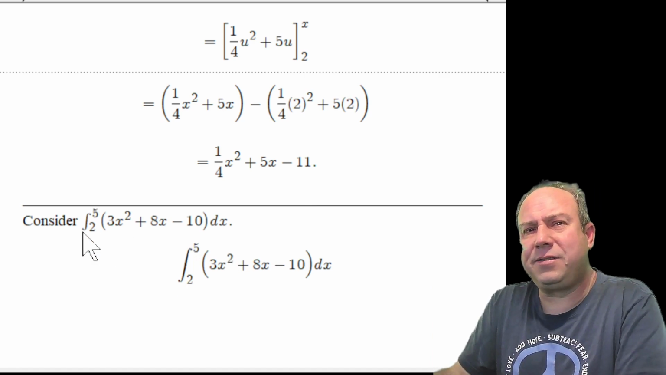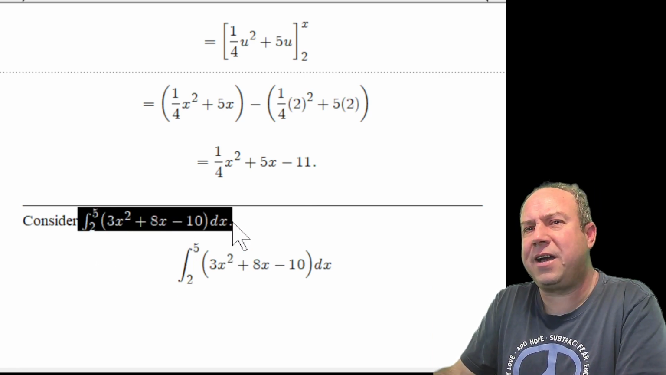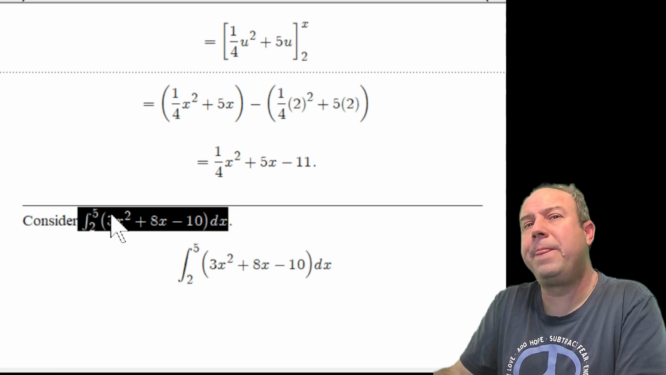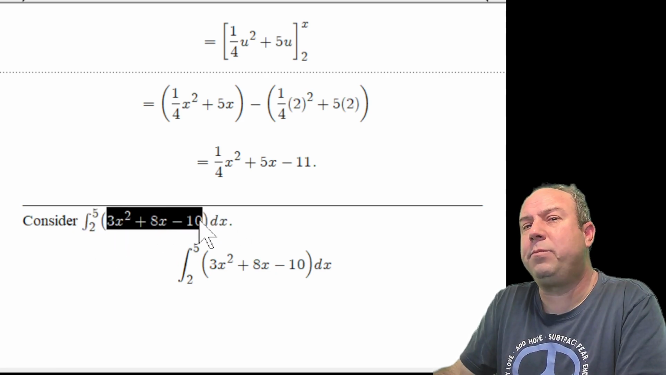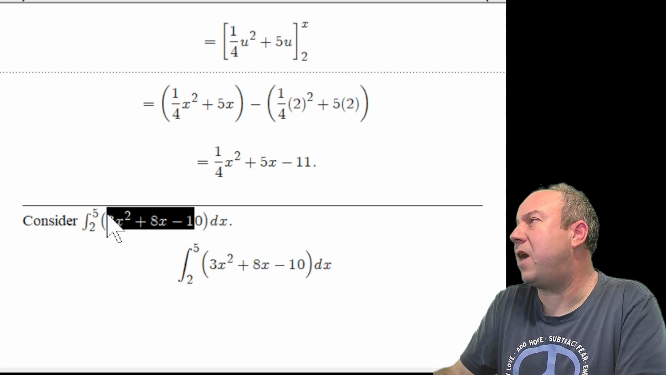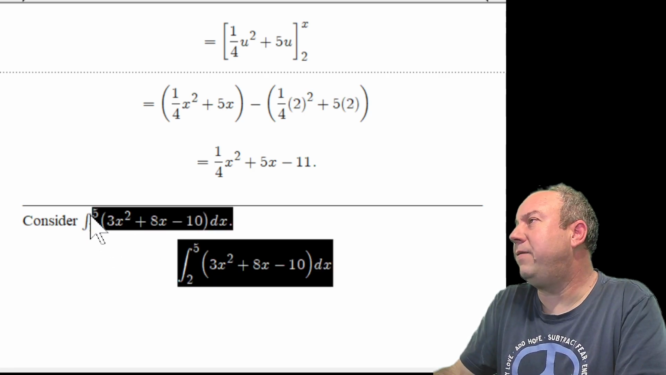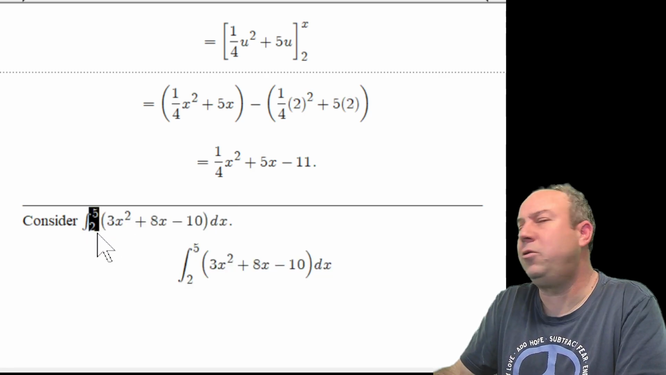But I'll say here, consider evaluating this. The definite integral for 3x squared plus 8x minus 10, for this quadratic, evaluated across the bounds from 2 to 5.